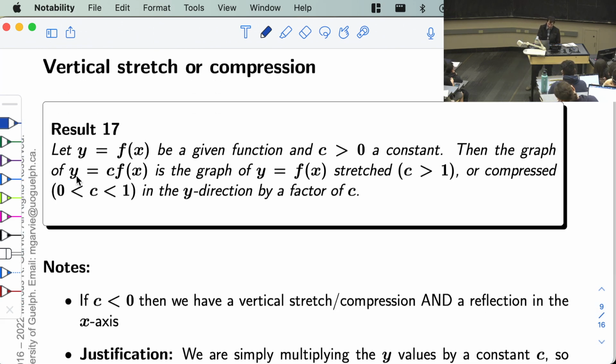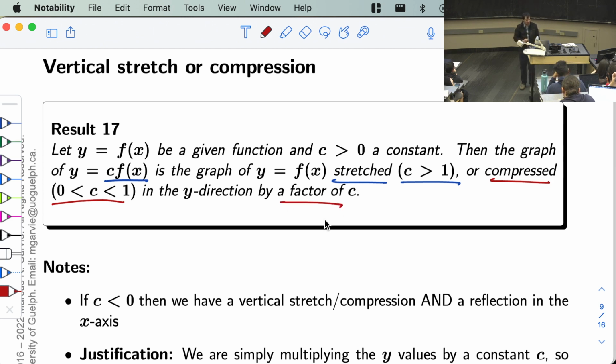You're going to look at something like y equals c f of x, and that is the graph of f stretched when c is bigger than 1. So for example, if you multiply a graph by 2, you take 2 times f of x, you take the whole graph and you stretch it out by a factor of 2. That's if c is bigger than 1, you stretch it out. If c is less than 1, so between 0 and 1, like c equals a half or c equals a third, then you will compress. And that will be compressed by a factor of c.